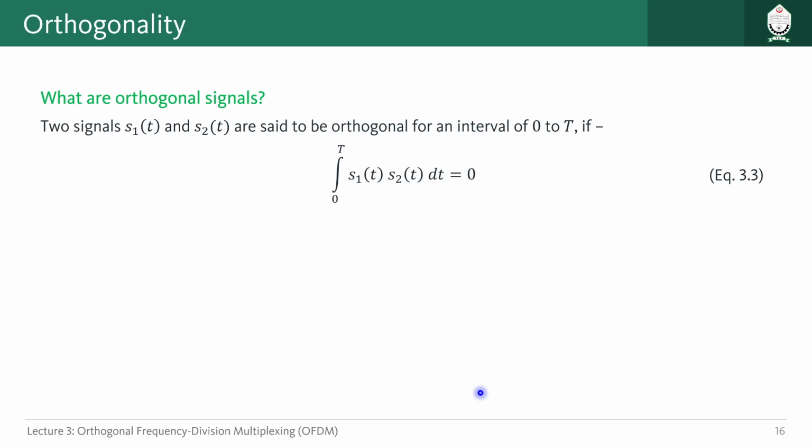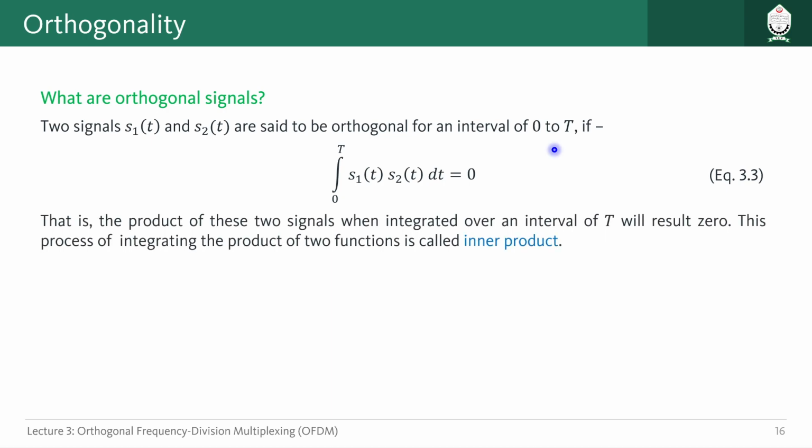Now we are going to discuss orthogonality. This is the second concept we need to understand for OFDM. First of all, let us understand what orthogonal signals are. For example, let us take two signals, S1(t) and S2(t). They are said to be orthogonal over an interval of 0 to T if the multiplication of these two signals, S1(t) multiplied by S2(t), integrated over a duration of 0 up to T, results in 0. Then we can say these two signals are orthogonal to each other over this interval, 0 up to T, right?